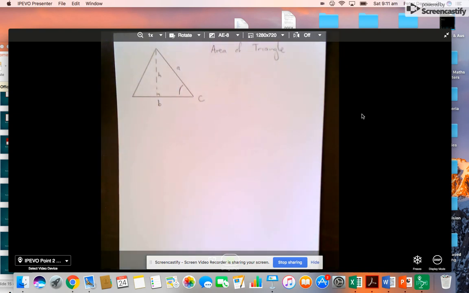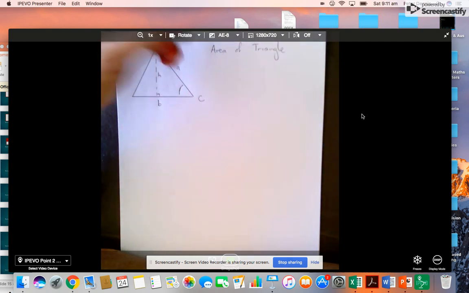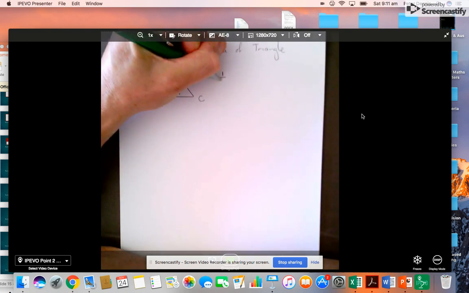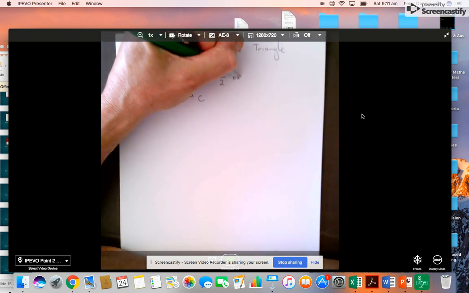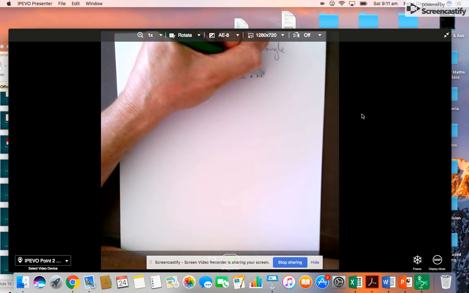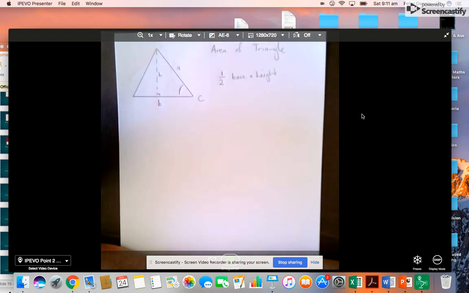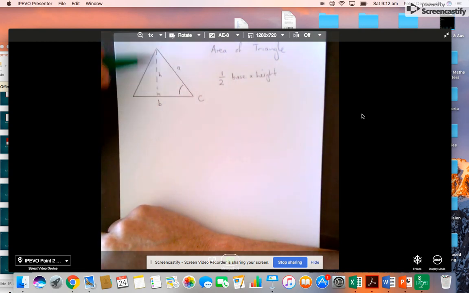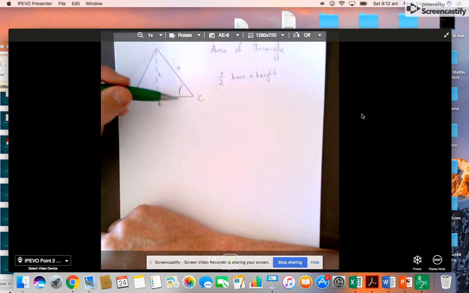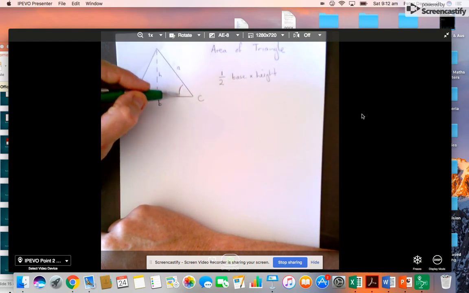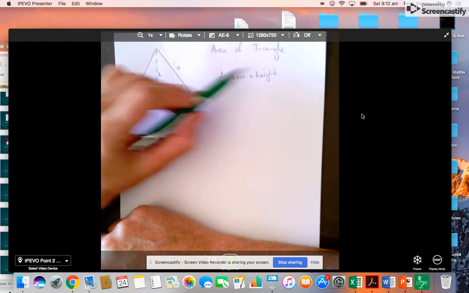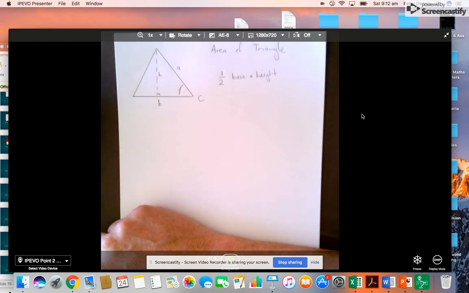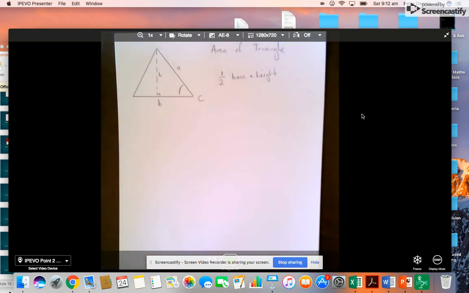Okay, area of a triangle. Now, the formula that most of you would be very familiar with is half the base times the height. And that's something that we've seen loads and loads of times before. Half the base times the height gives us the area of a triangle. So in this case, we don't have the height. We've only got the base, and we've got what A is, and we know what this angle is. So how can we change this formula into the one that we're aiming for, which is a half AB sine C?